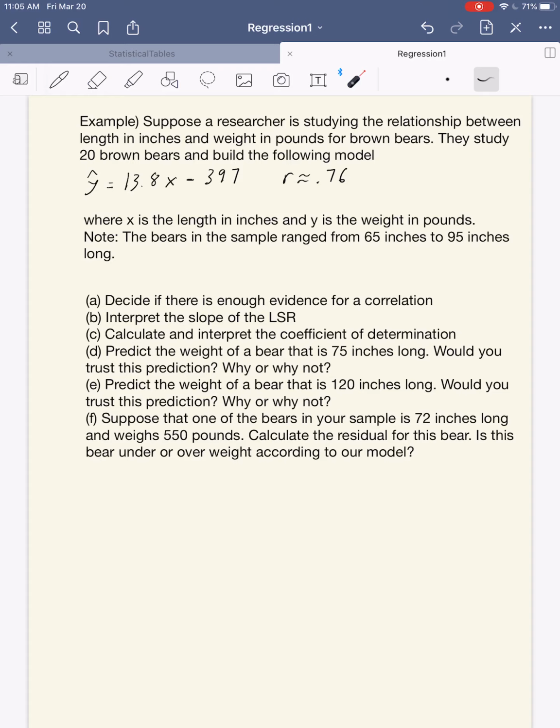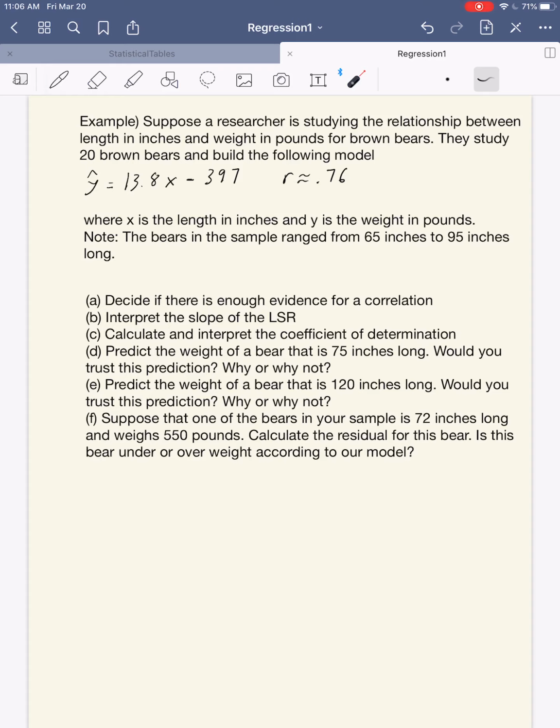So we've got a researcher who's studying the relationship between the length in inches and weight in pounds for brown bears. So what they do to study this is that they study 20 brown bears and they build this model here. So they build this model that says that the predicted y is equal to 13.8x minus 397. And they've calculated that the r value is 0.76.